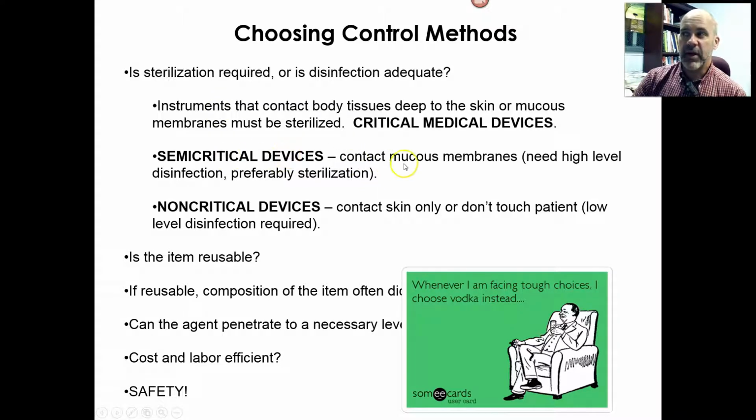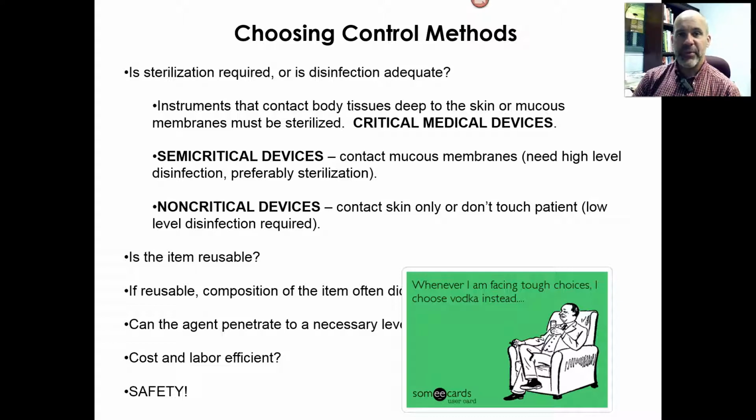Now, if you've got a device that's only going to contact a mucous membrane inside the body, so it's not going to penetrate that membrane, those can be considered semi-critical devices, and they need a high level of disinfection. Preferably, you're going to sterilize those types of things, but that may not always be possible or required. Then you've got your non-critical devices. So if something's only going to contact the skin, it's not going to penetrate the skin, or things like furniture in hospital rooms and so forth, only low-level disinfection may be required in those cases.